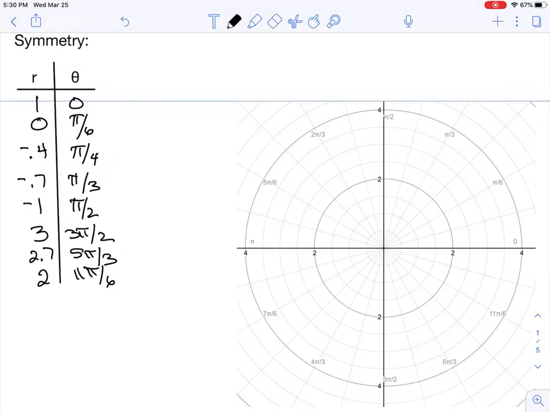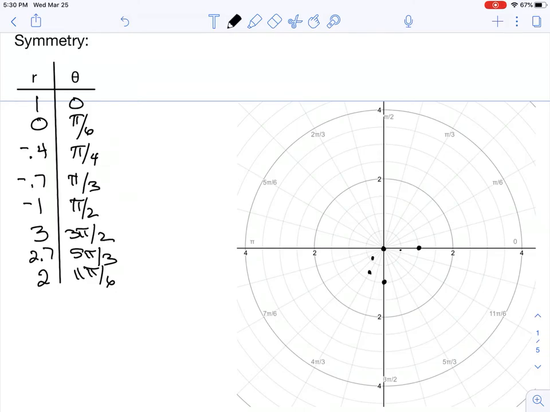At 0, we're at 1. So 1 is 2 of those. At pi over 6, we're back at 0. At pi over 4, we're at negative almost a half, so right there. At pi over 3, we're back here at negative 0.7, so right around there. At pi over 2, we're at negative 1, so we've hit here.